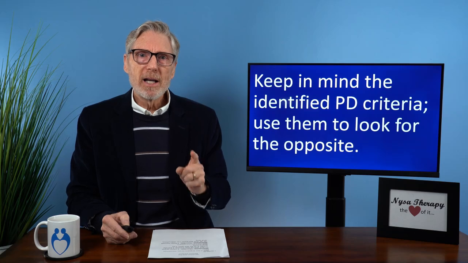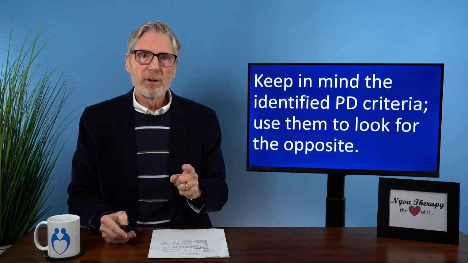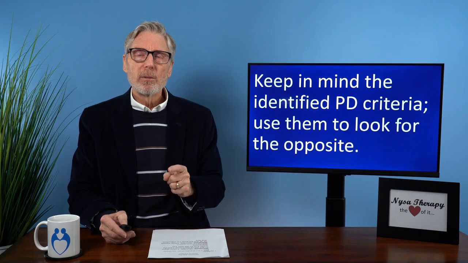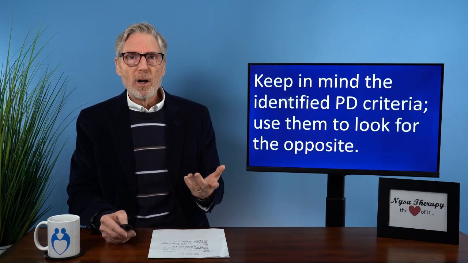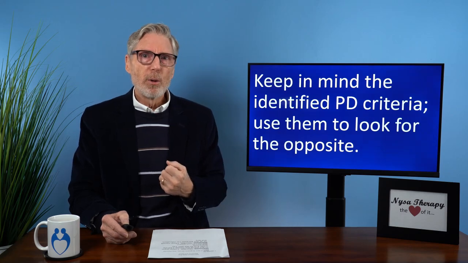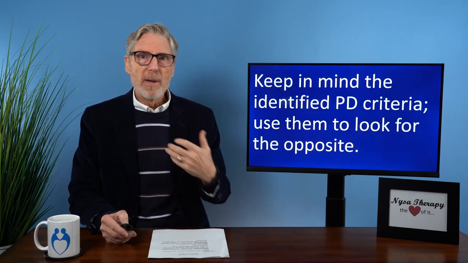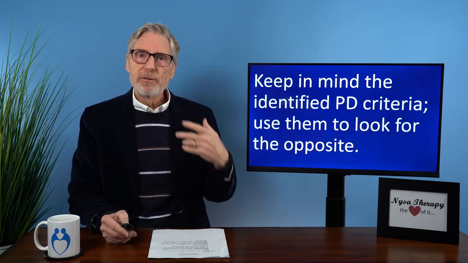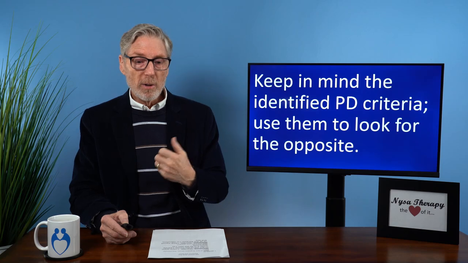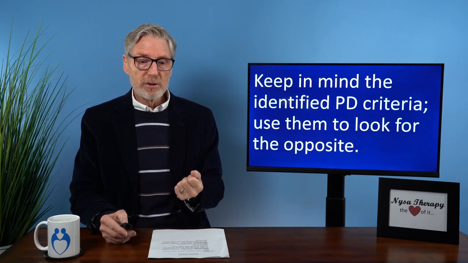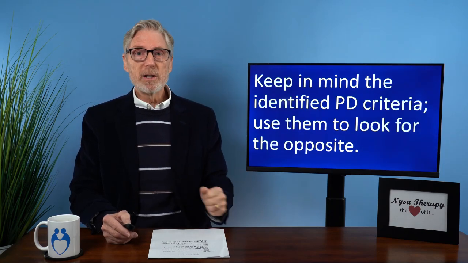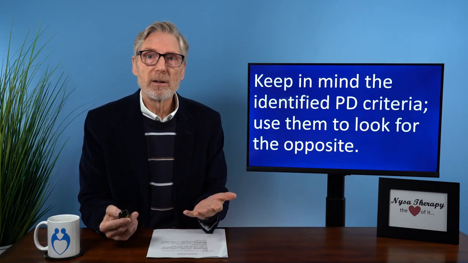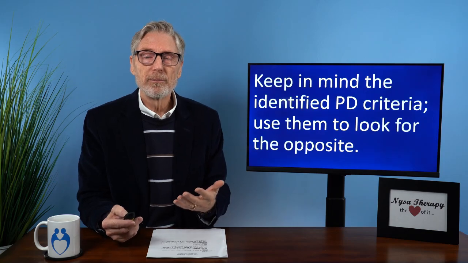Keep in mind the identified PD criteria. Use them to look for the opposite. Right? So if I know and you know that borderline people have trouble managing their anger, excessive anger, angry relationships, if you have that PD criteria in mind when you're working with a borderline patient, then as soon as they say, I wanted to get mad, but I didn't let myself, you can say, hey, there's the opposite of that criteria. And you can jump right in.